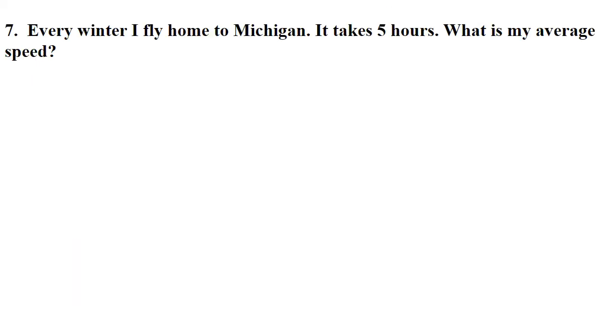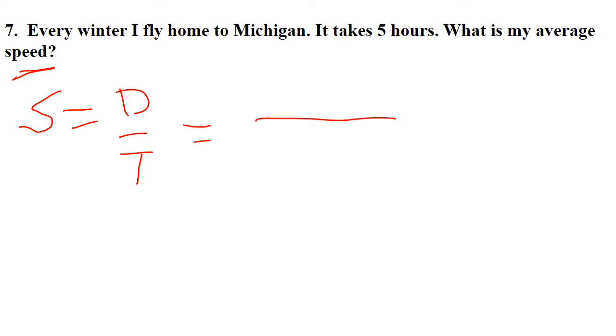In number 7, it says, every winter I fly home to Michigan. It takes 5 hours. What is my average speed? So we're going to solve for speed here. We know that speed is equal to distance divided by time. Now I know that the time that it takes is 5 hours, but it doesn't give us a distance value.